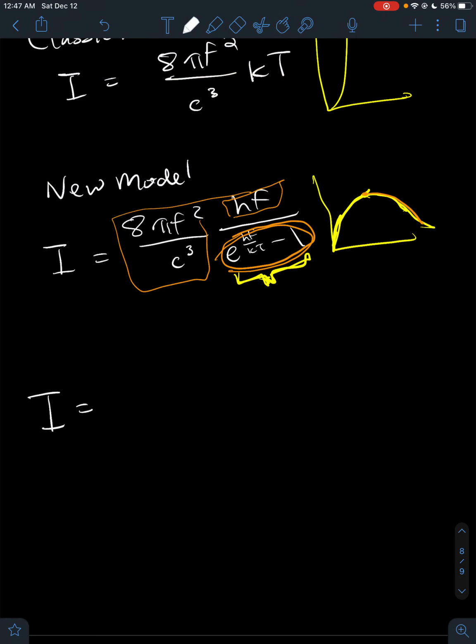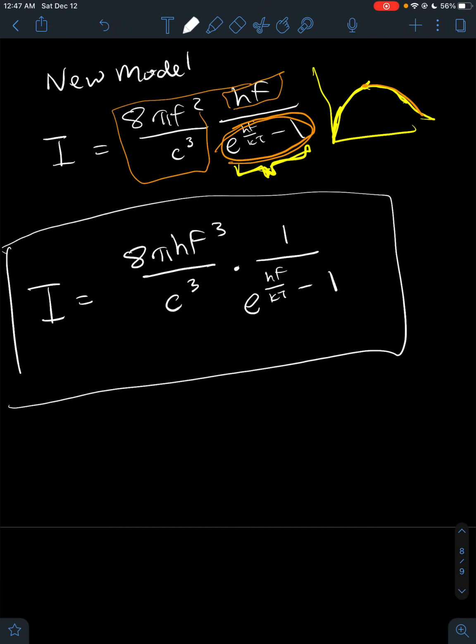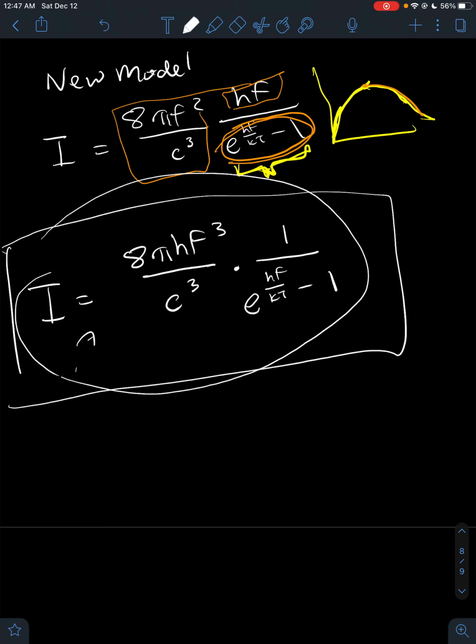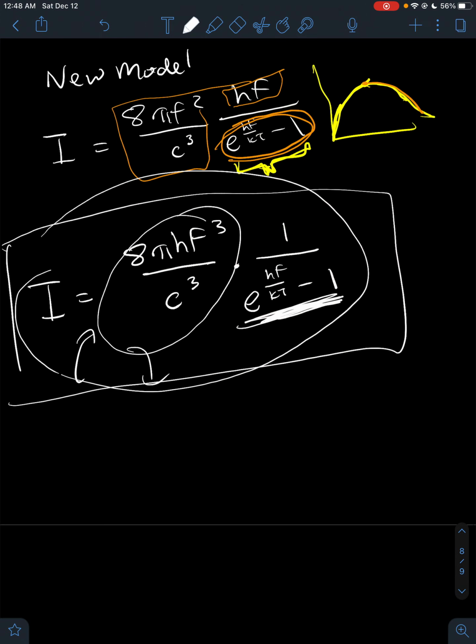So a better way to actually write this would be 8 pi h f cubed over c cubed times 1 over e to the hf over kt minus 1. These cubes did not cancel out. That's not how we do algebra. So we get this. As you can see, as frequency goes up, this whole term starts increasing. But at some certain point, this bottom term will outpace this term over here, and the graph will start to go down again. And that actually matches our observation.